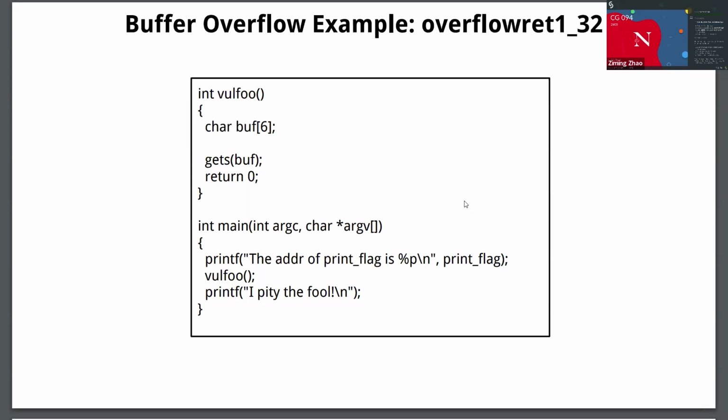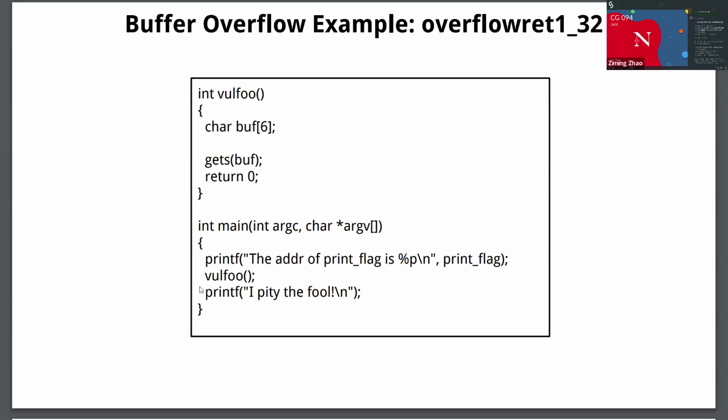So in this case, the main function first prints out that the address of print flag is at some location. So in this address space, there is already the function print flag, somewhere there. Then it calls Overflow. Overflow has a buffer, maybe 6 bytes, maybe more. Then it has gets to buffer. So we know that it's a buffer overflow. There is no other local variable for us to override. So after overriding the buffer, we're going to override the saved EBP and the return address. And that's our goal.